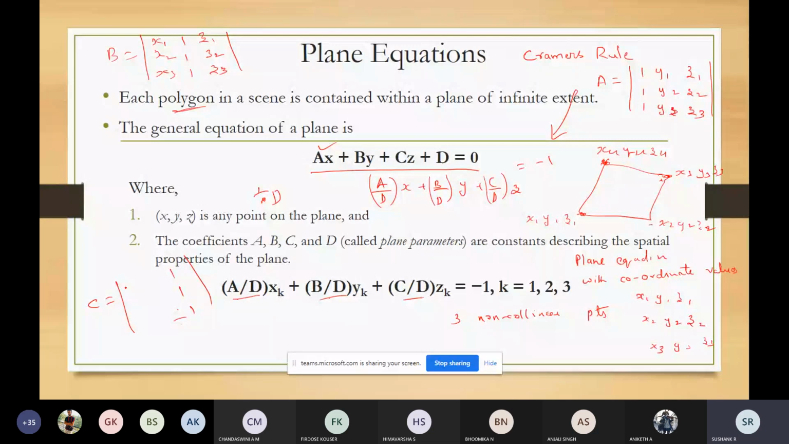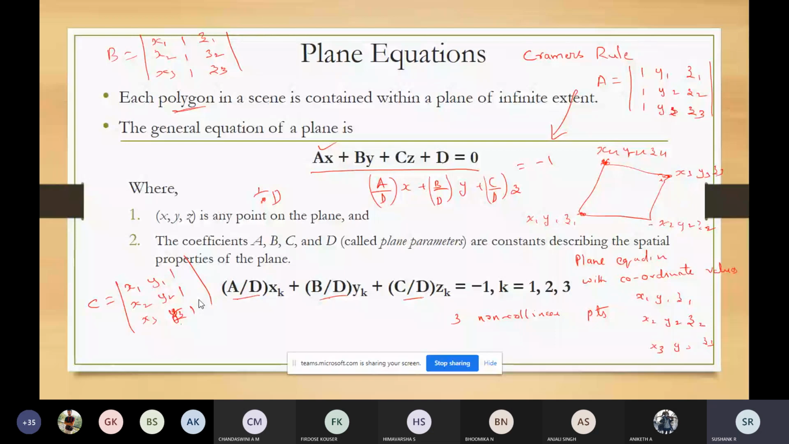So you are converting this into the form ax plus by plus cz is equal to -1. Now using Cramer's rule, you can obtain a solution for A, B, C. For A, the x coordinates will be the unit value. That is x1, x2, x3 replaced by 1, 1, 1. Then the remaining two columns will be y1, y2, y3 and z1, z2, z3.